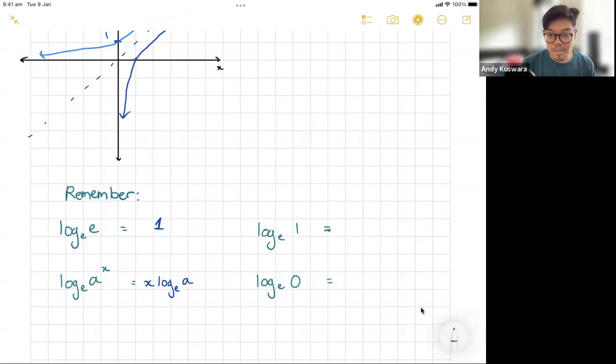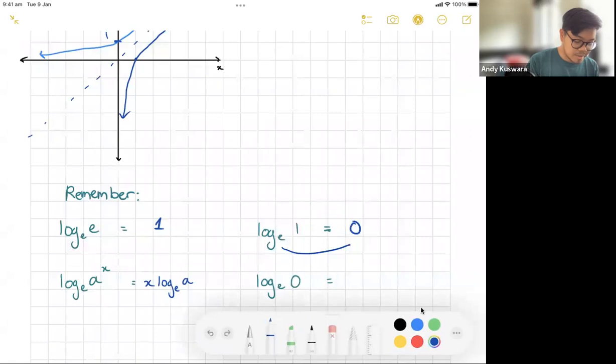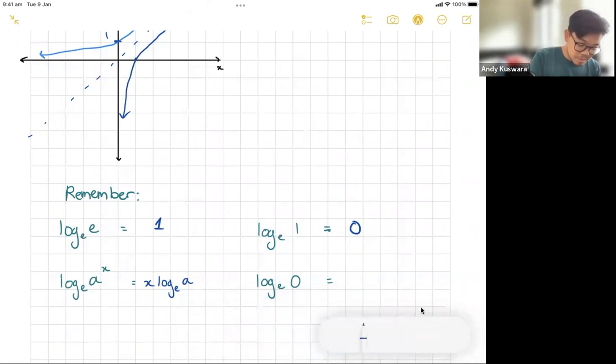And the other important one here is log_e 1 is 0. So e to the power of 0 gives me 1, which makes sense. So whatever it is, if there's log_e of 1, it's always going to be 0. And in this case here, e to the power of something gives me 0. We know that an exponential actually never equals 0.